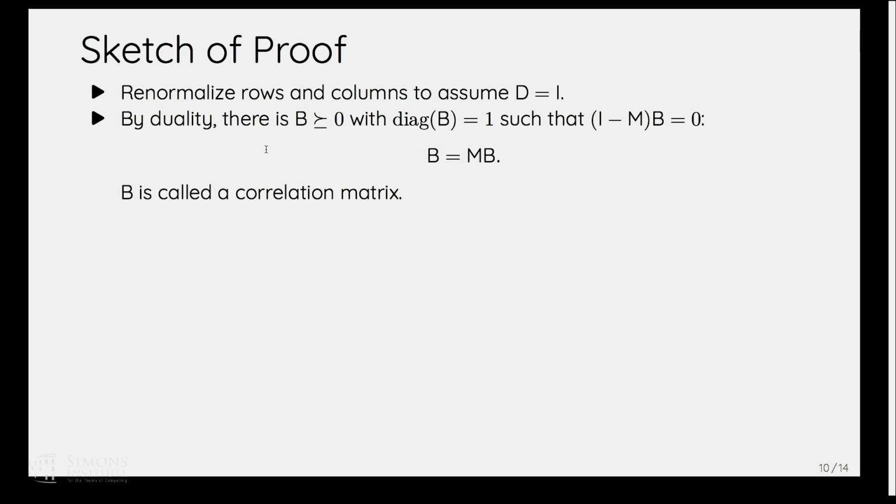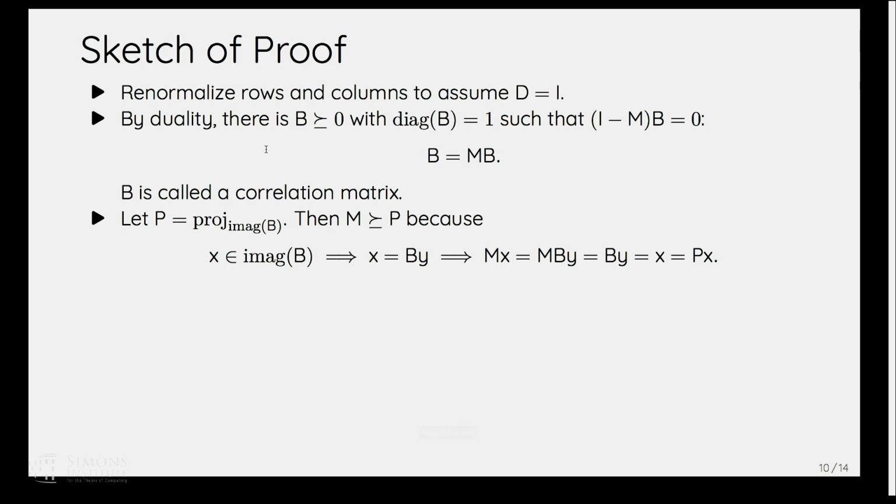So the product of these two matrices is exactly 0, and they're both PSD matrices, right? So their images are orthogonal to each other. You can write this as B being M times B. Now, these two properties on B have a name. A PSD matrix whose diagonals are all 1 is just called a correlation matrix.